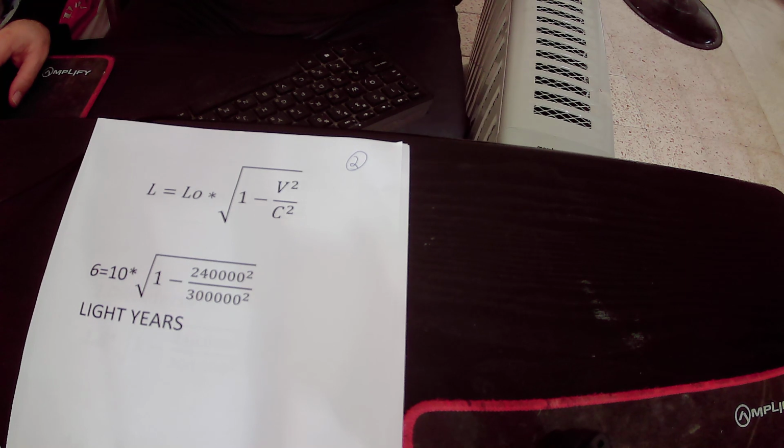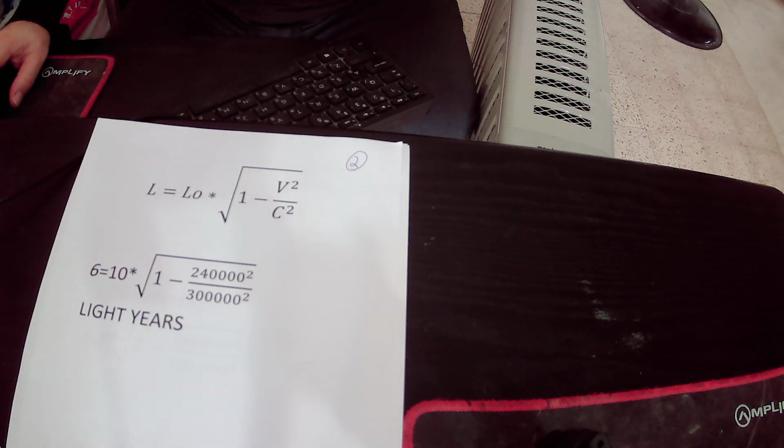Okay? For example, as mentioned, the distance from Earth to the star Epsilon is 10 light years when you measure it from Earth, but when you measure the distance from the spaceship that moves in space at a speed of 240,000 kilometers per second, then the distance will be shrinked to 6 light years only. And that is from the point of view of the twin brother flying in the spaceship.